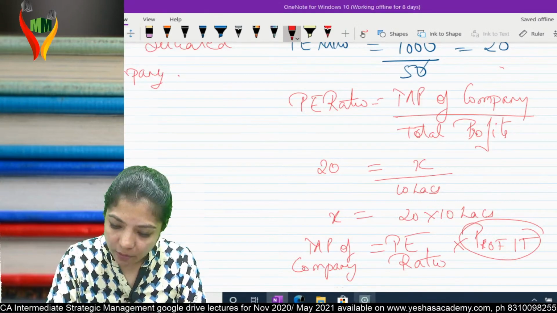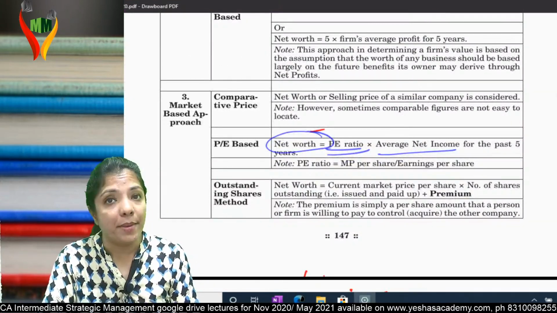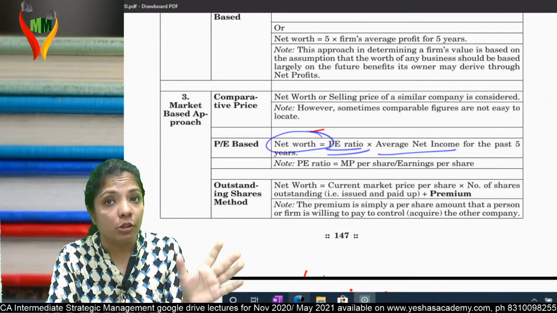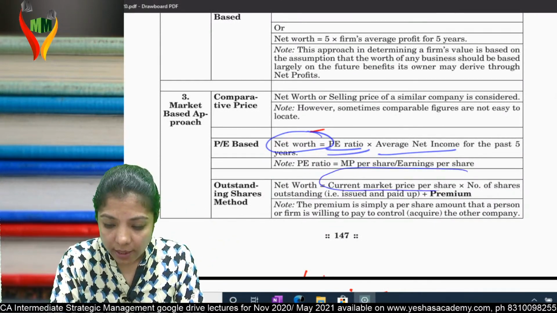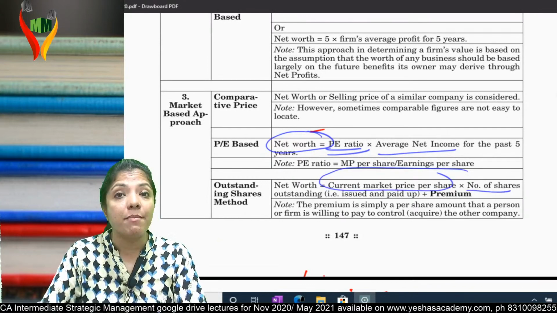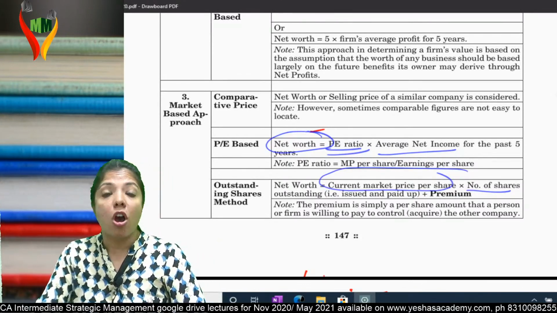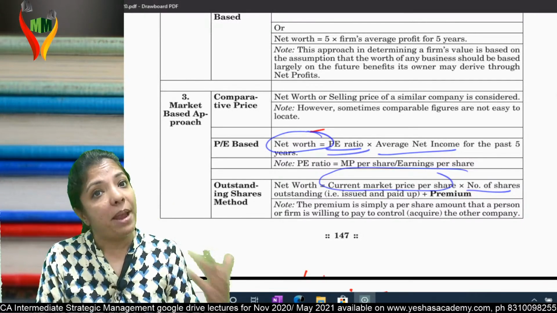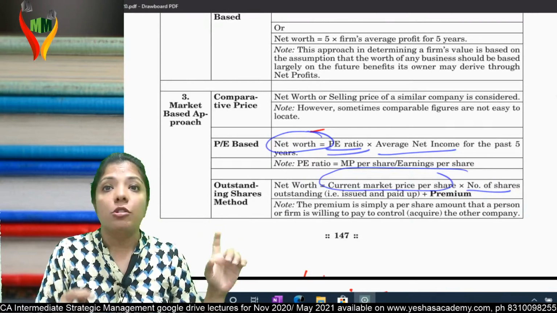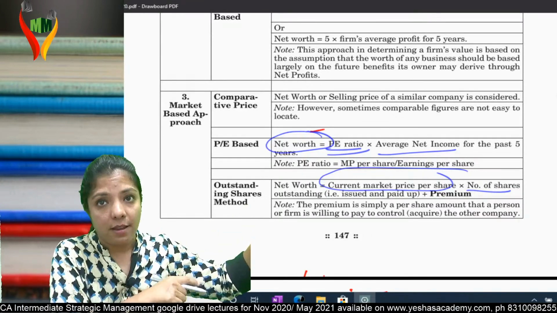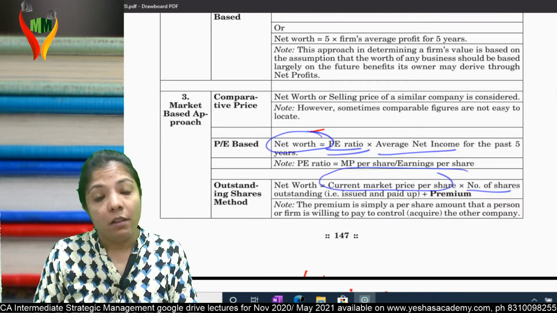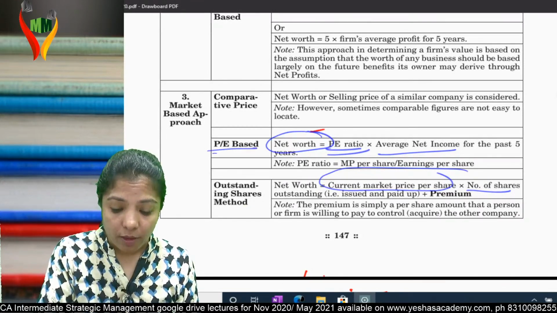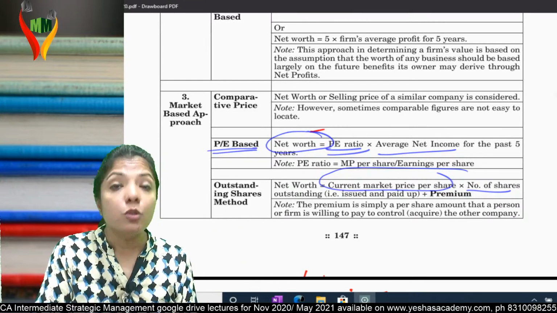Next method. What's the next method? Outstanding share method. Simple. Outstanding share method means your net worth is equal to current market price into number of shares outstanding. Outstanding means, say somebody wants to take over my company. So how many shares I've issued and they are fully paid up, that is my outstanding shares. Pay for that many shares and take over my company. So that many shares into current market price, plus premium. Am I clear? So if you see in this method, PE ratio, market price helped me. Here also who helped me?